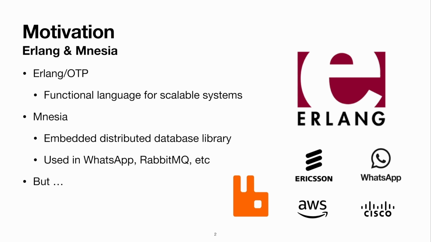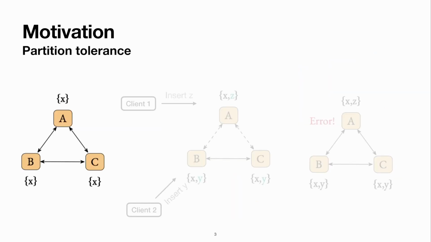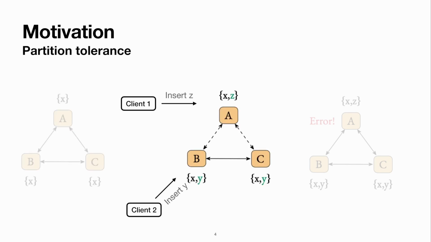Mnesia does have some problems though, and I would like to illustrate this with a simple example here. In this example, imagine we have 3 nodes, and they are supposed to be replicas of each other, and they are holding some kind of set-like data structure. Say initially they all hold the element X, and then there's a partition that happens between AB and AC. So now you see the link between AB and AC is broken.